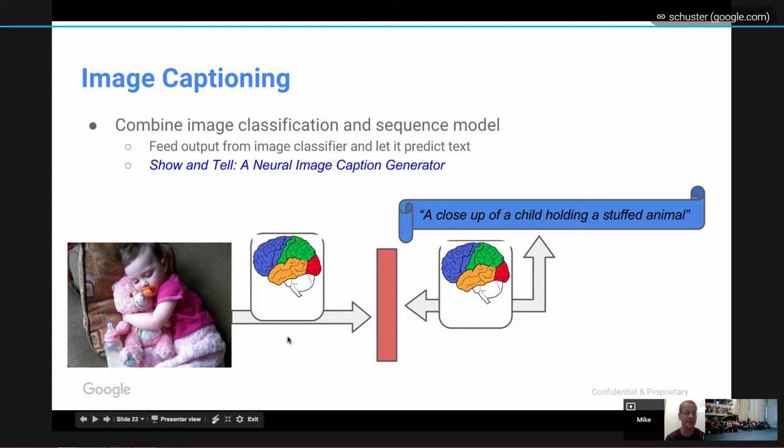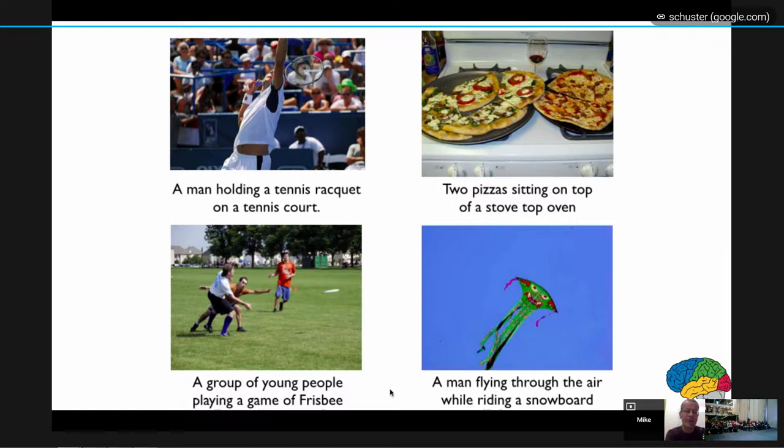So here we see some examples of what our system got for some random pictures. Here you see a man holding a tennis racket on a tennis court. Quite good. I mean, this is a complicated picture to describe. Two pizzas sitting on top of a stovetop oven. Also quite good. Or down here, a group of young people playing a game of frisbee.